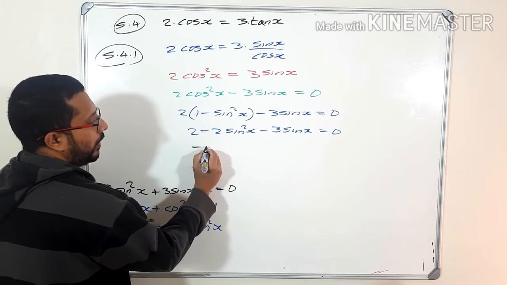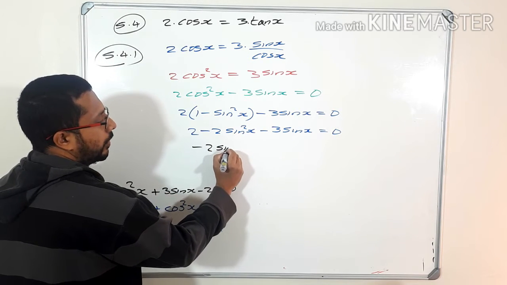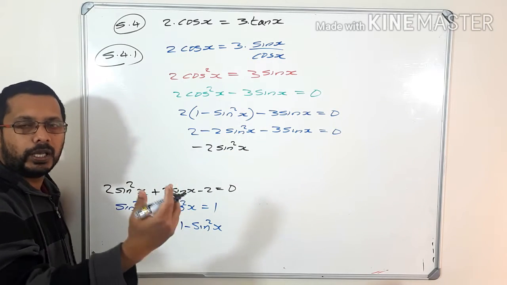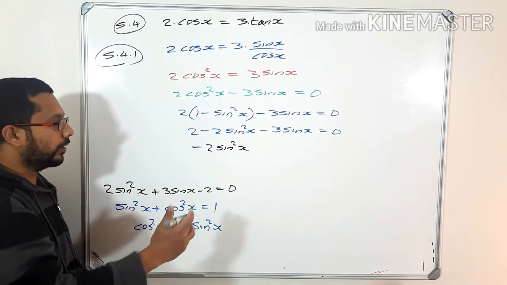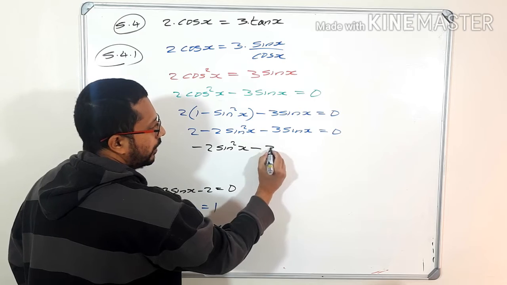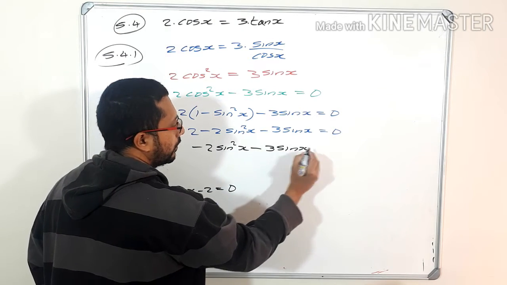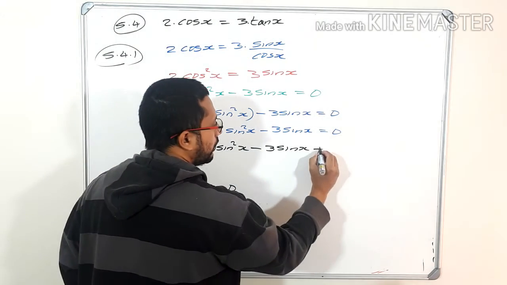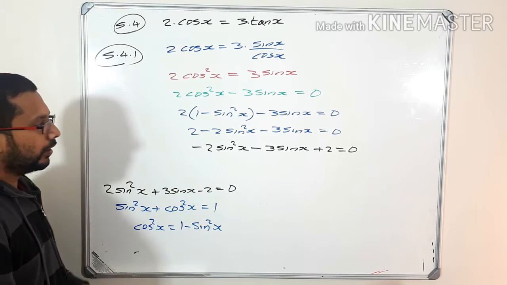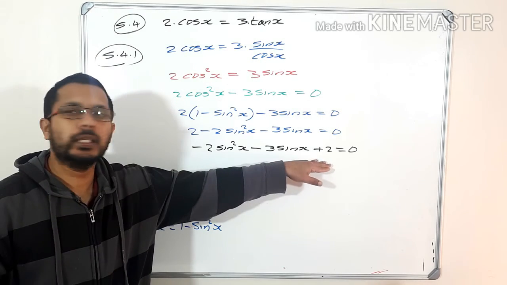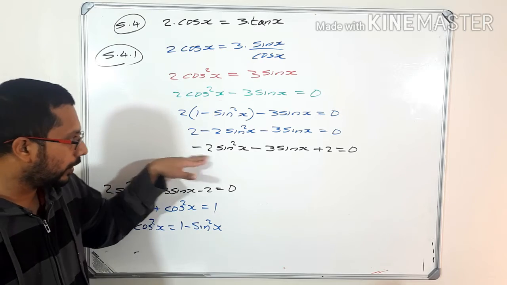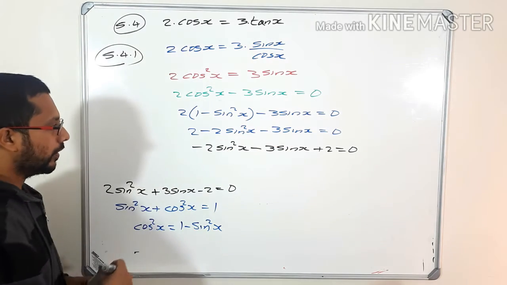This one is minus 2 sin squared x, so I am writing that in order. Highest power first, then the next one, x squared, x, constant, like that. So minus 2 sin squared x, then minus 3 sin x, then the constant term plus 2 is equal to 0. If I multiply throughout with a negative or divide with a negative, both are the same. So what is going to happen?